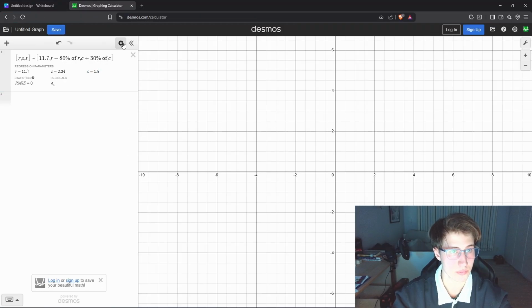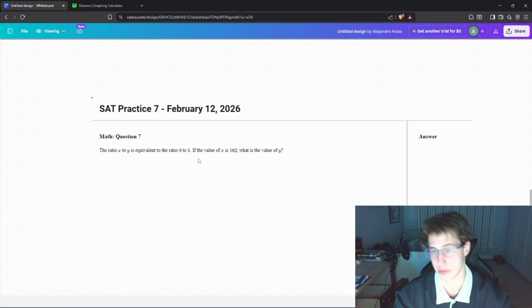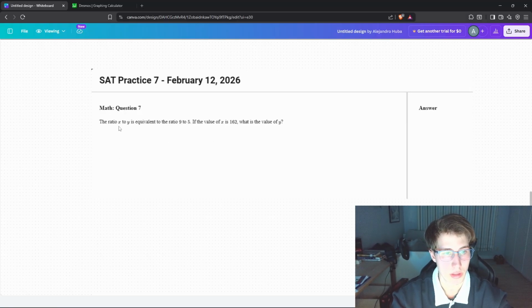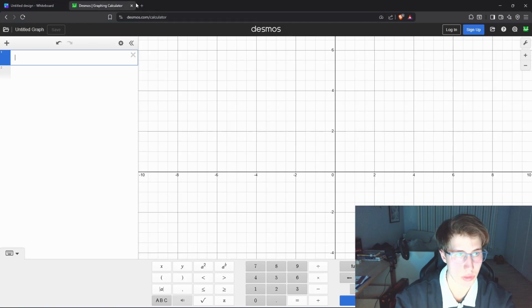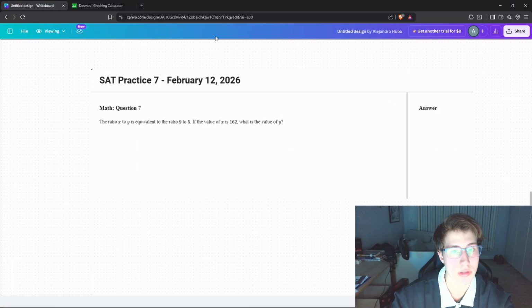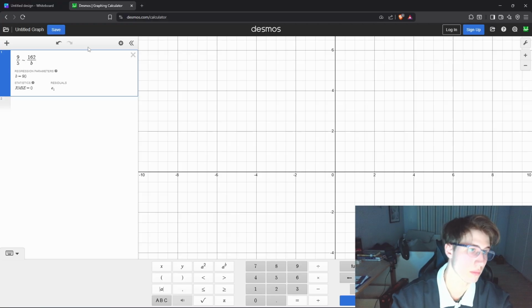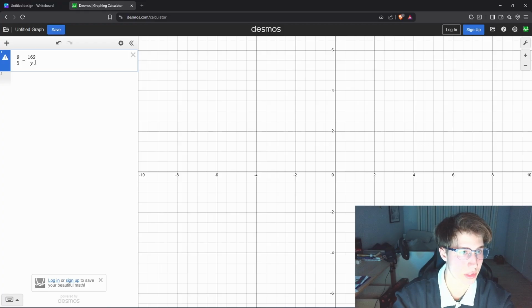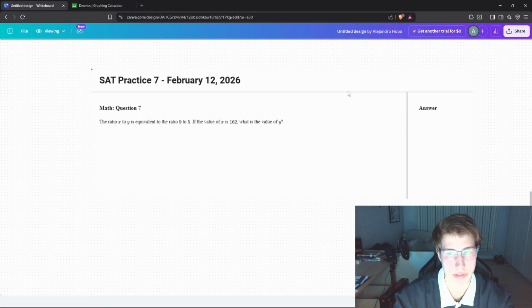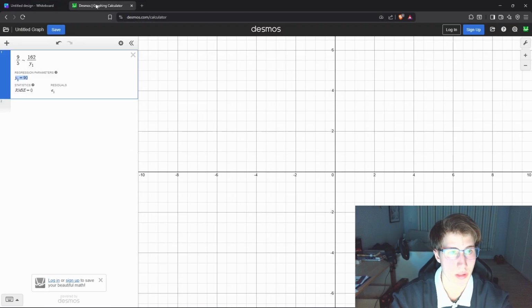Next question. So this is ratios, essentially the same question that we did earlier at the start of the video. The ratio x to y is equivalent to 9/5. If the value of x is 162, what is the value of y? So if we know that x over y is 9/5, we can then do regression, and we know the value of x is 162 over b. And in this case, the value of y is 90 right here.